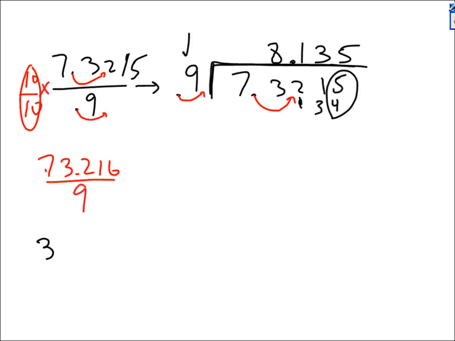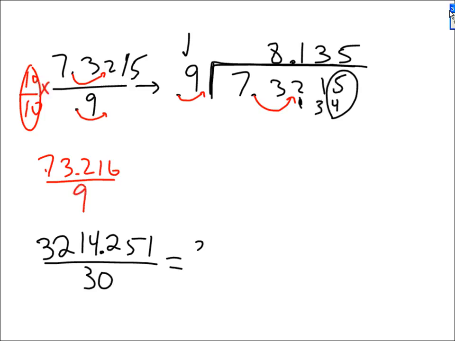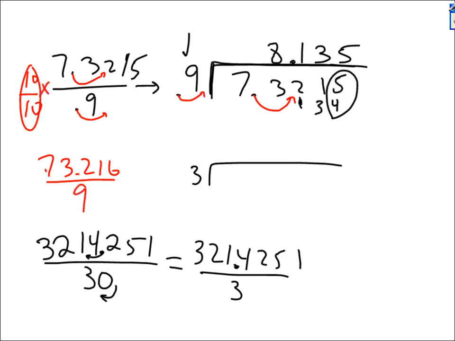If you were asked to do 32.1425 divided by 0.30, you want to divide by 3, not by 0.30. Move this decimal in one place and move that in one place. You really want to do that problem. Now that problem is a lot easier. I'd rather divide by 3 than 30.